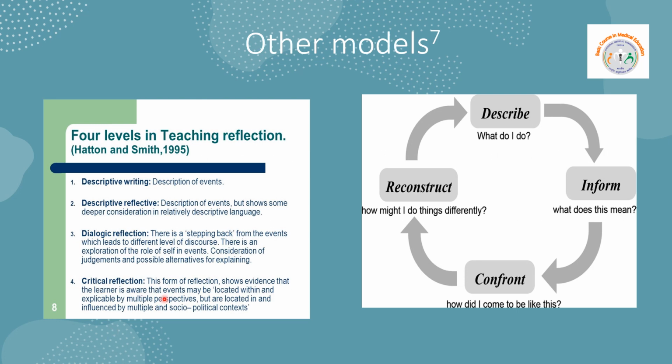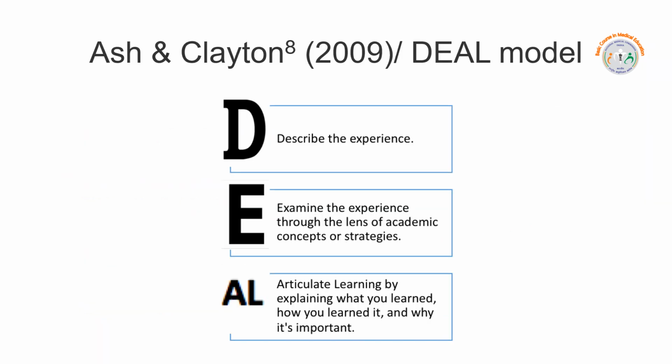Another way of reflection assessment is the Halton and Smith method, where these points have to be mentioned and you can grade them. What do I do? What does this mean? And how did I come to do it like this? How might I do things differently? And you can grade it also by the Ash and Clayton method, who mentioned it in 2009.